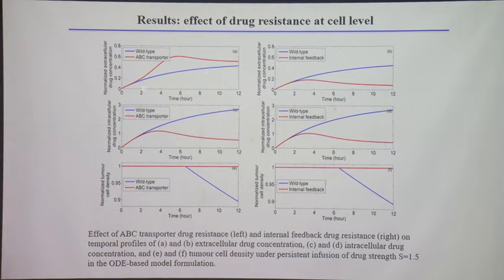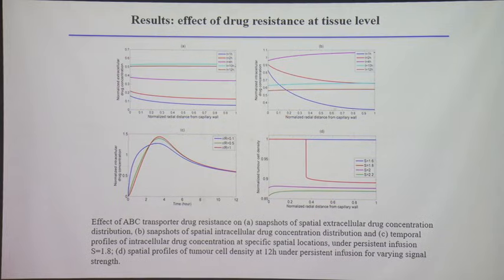And then the next question is, how does this difference at the cellular level affect the tissue level? Now we look at the tissue level using the tumor cord model. If we look at the one at the top, A is a snapshot of the spatial extracellular drug concentration distribution. And all of these curves correspond to the ABC transporter-mediated drug resistance.